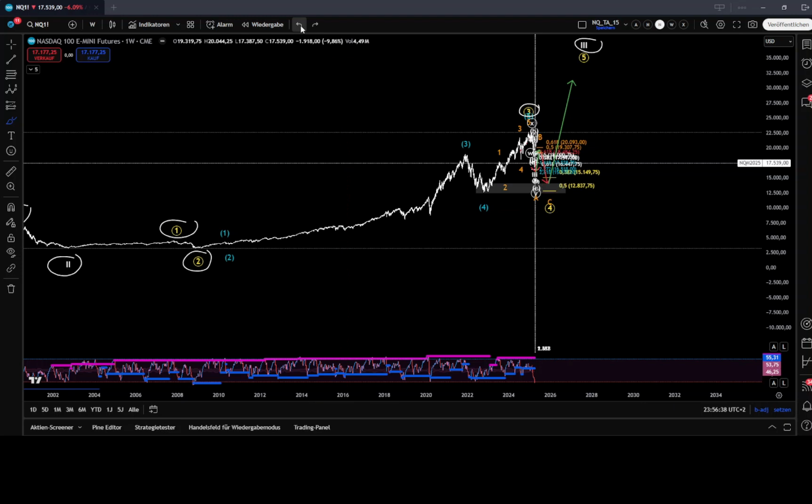So let me just remove these labels and we can go on the lower time frame and I can show you a little bit in detail what I mean.